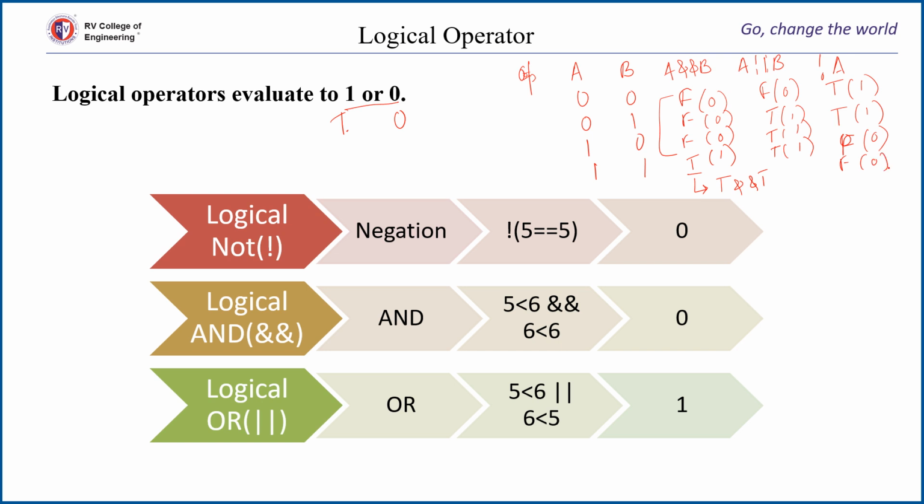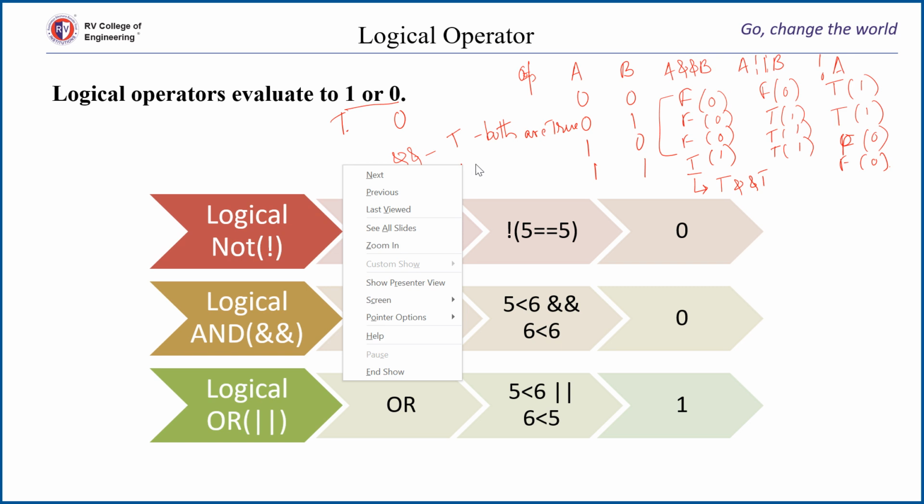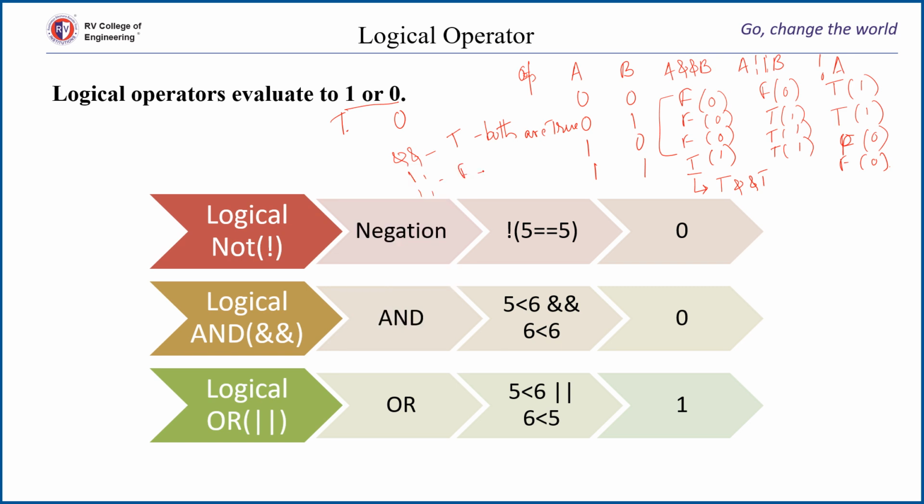So what you have to remember in case of AND and OR: AND is true only when both operands are true, and OR is false only when both are false. We'll just have a look at examples.